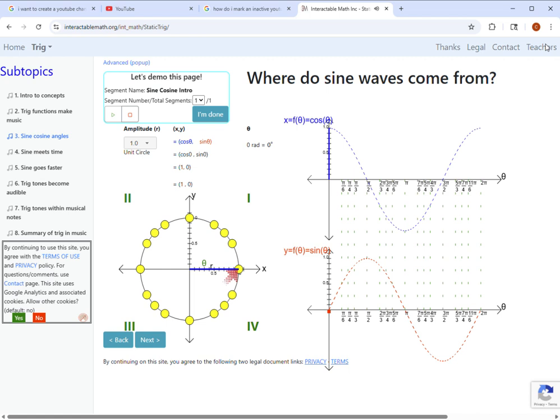If you are on a mobile device, you may have to expand the yellow dot size to be able to hit it with your finger.